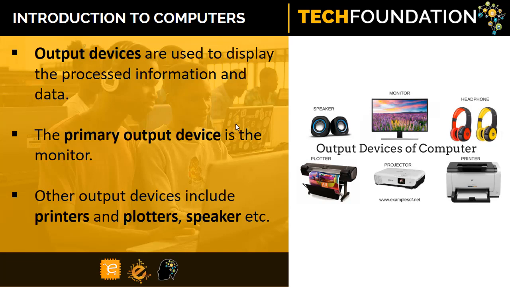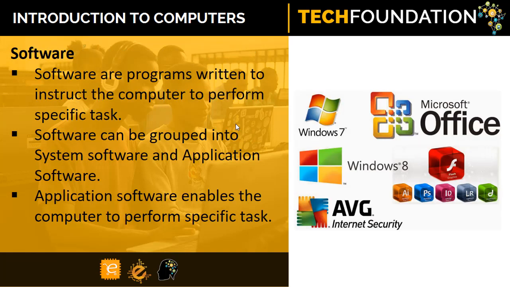Application software enables the computer to perform specific tasks. Examples of application software are word processors, spreadsheet programs like Microsoft Excel, browsers like Chrome, Mozilla, Edge, Internet Explorer, and gaming engines. System software can be grouped into operating system and what we call utility software. System software controls the computer. Without an operating system, the computer can do nothing.